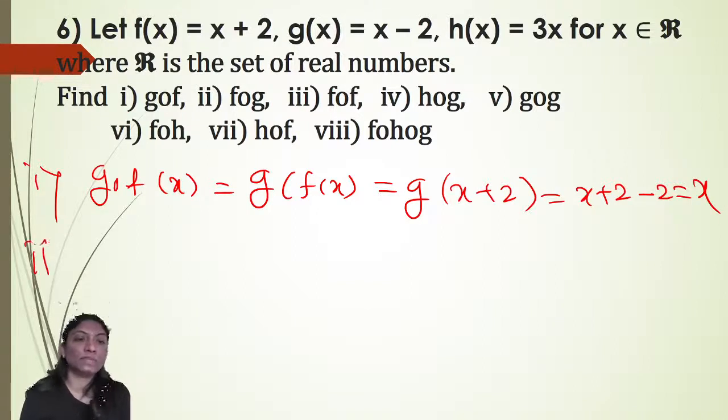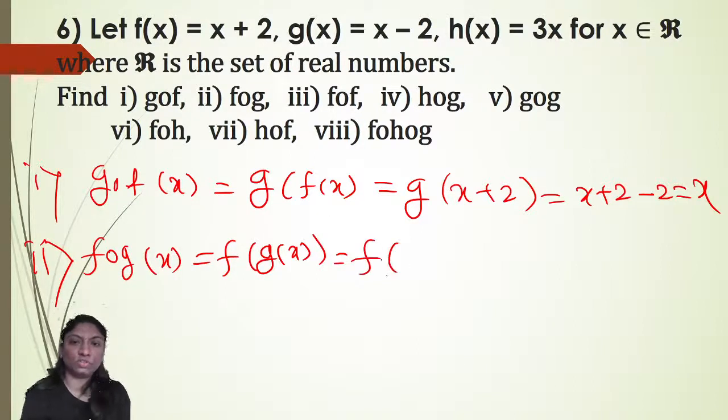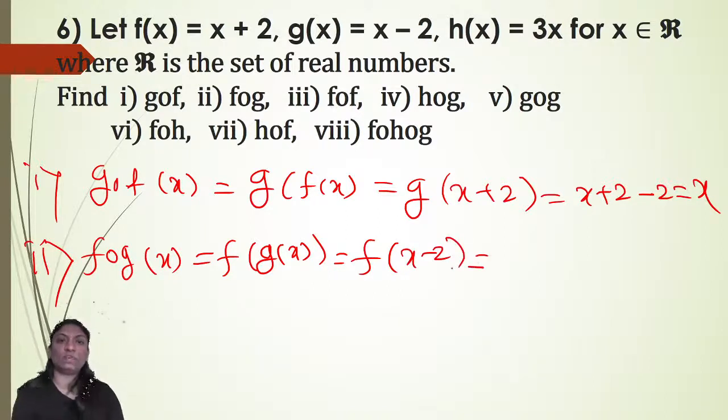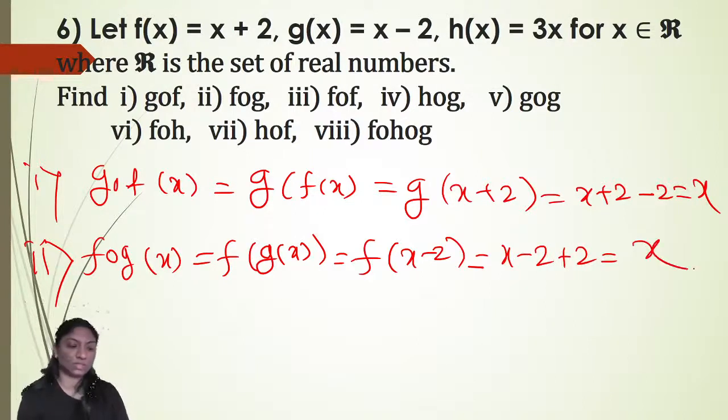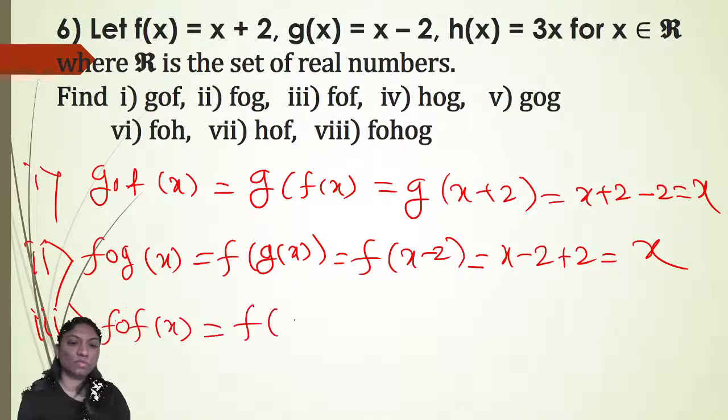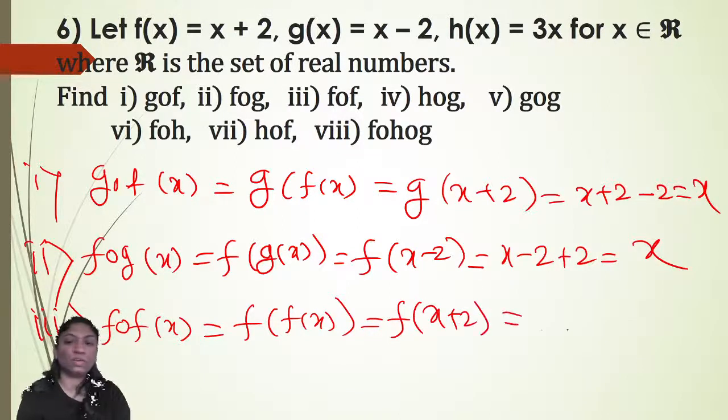Okay. Second one we will see f composite g of x. So f of g of x. f of g of x is x minus 2 and f of x is x plus 2. So x minus 2 plus 2 is equal to x. Third one is f composite f. So f of x is x plus 2, f of x plus 2 is x plus 2 plus 2. So x plus 4.